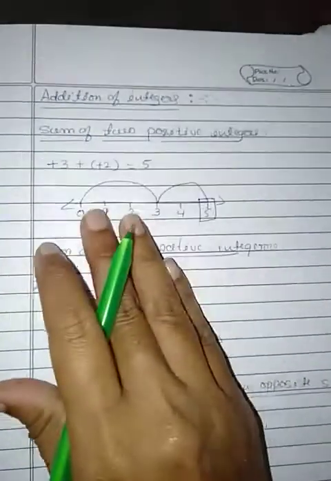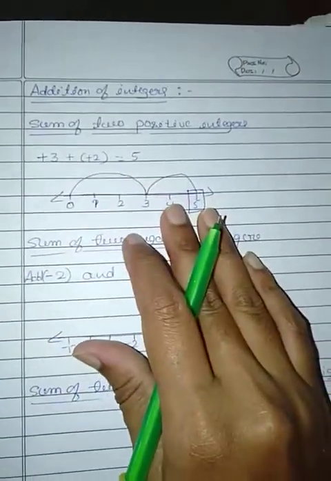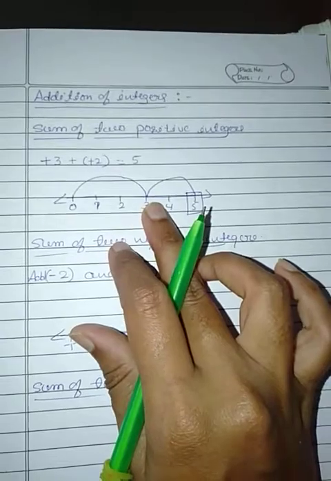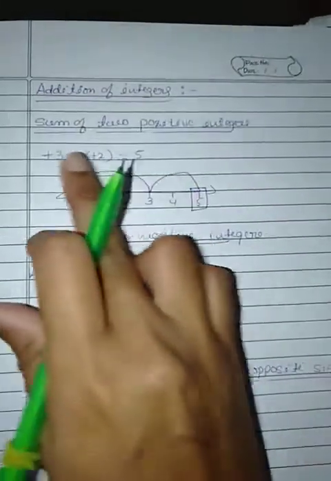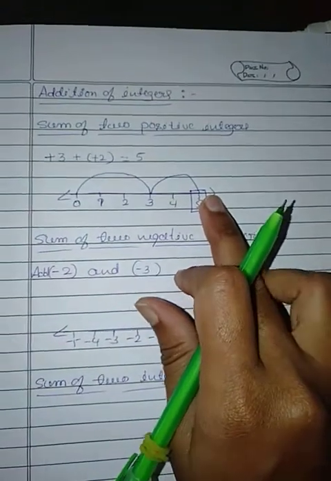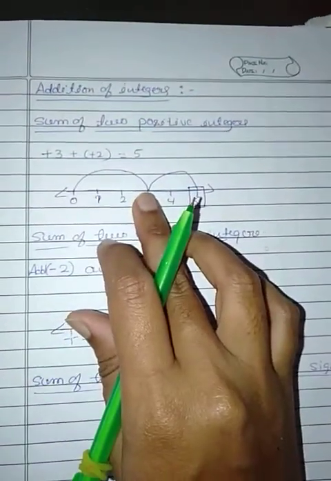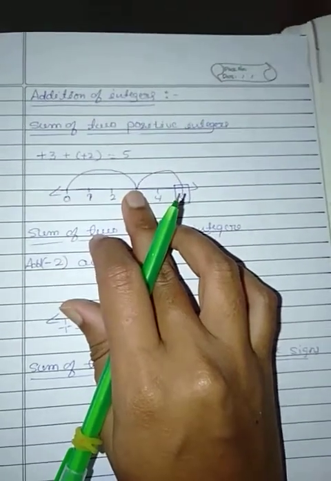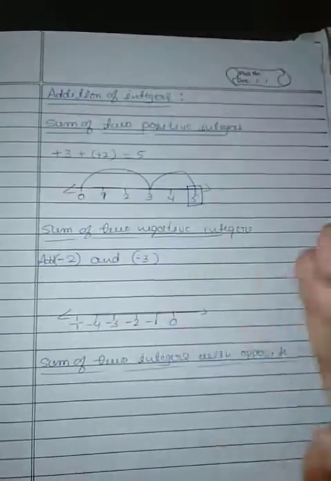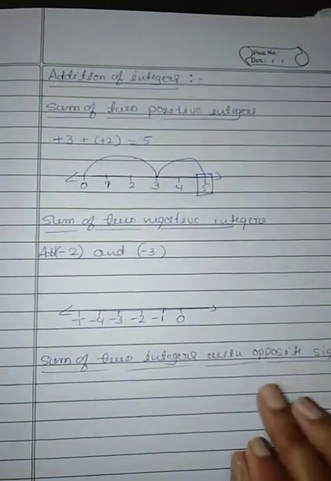Okay. So first you have to move from 0 to the right of the 0 for 3 places. Then you move 2 places to the right for plus 2. You reach plus 5. So this is addition of two positive integers on number line. So here the sum of two positive integers is the sum of their absolute values with positive sign.